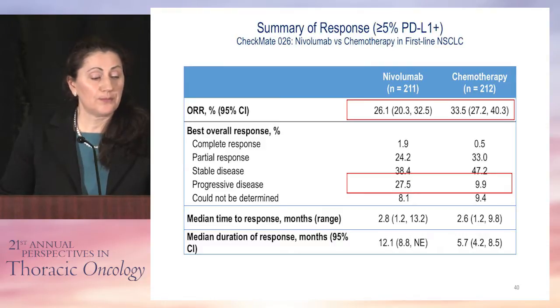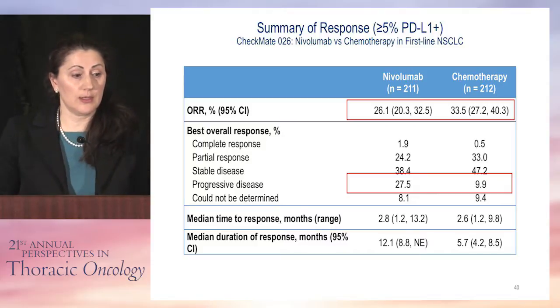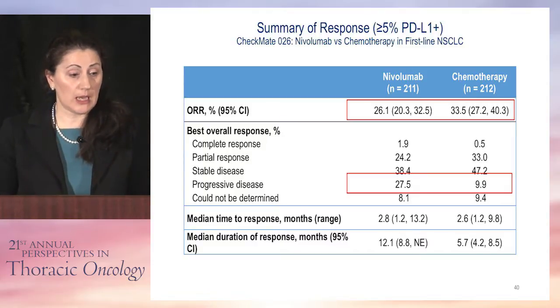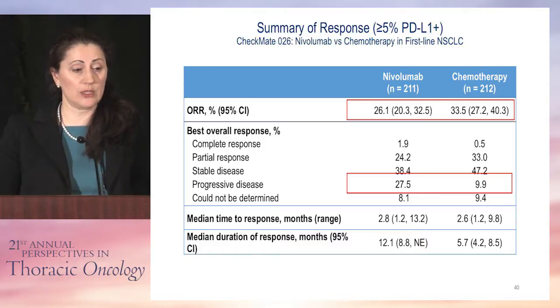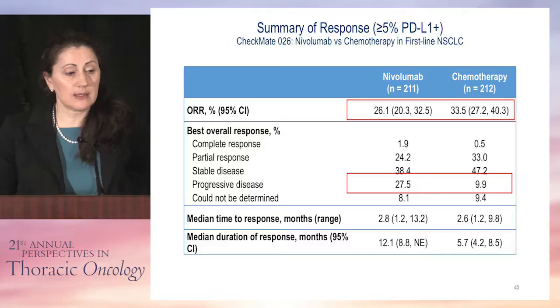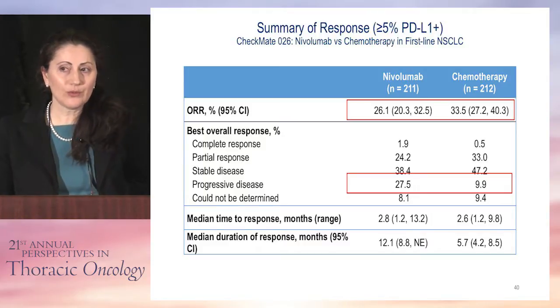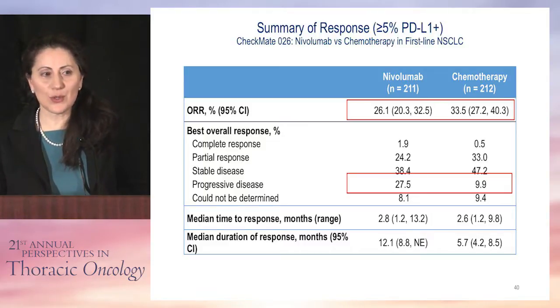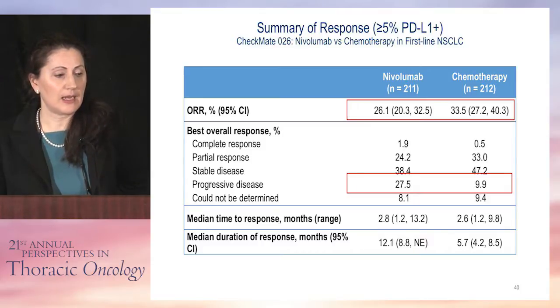So the summary of the responses in more than 5% shows that nivolumab looks inferior to chemotherapy, particularly in this group of patients, with a response rate of 26% and 27% of the population progressing, actually, while chemotherapy is associated with, one would say, a rather high response rate for our standard criteria, 33%, and 9% of the patients progressed.